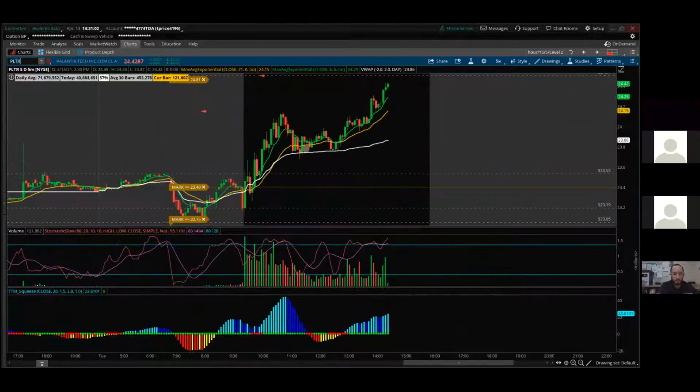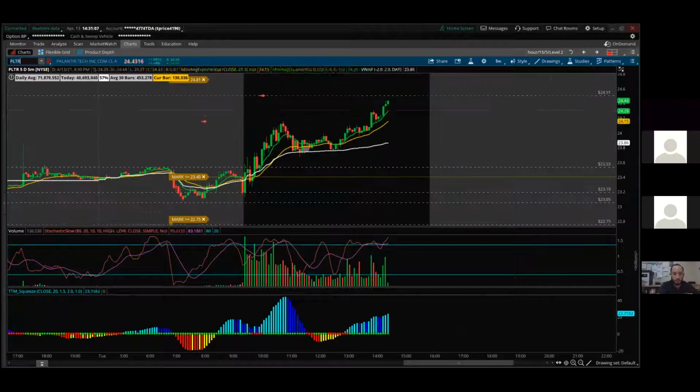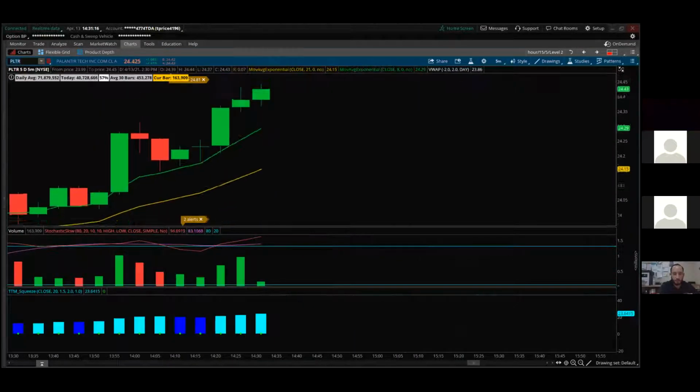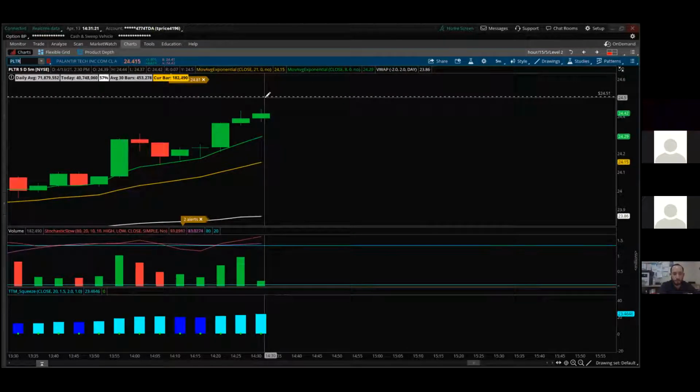PLTR is also doing pretty well. If you're not in this trade yet, I'd either wait for a respect of the EMA down here again, or I'd wait for how it reacts off this 2450 region, because I've noticed the 2450 region is a relatively heavy resistance. So if you're not in this trade yet, don't jump into it just yet. See how it reacts to the 2450 region.